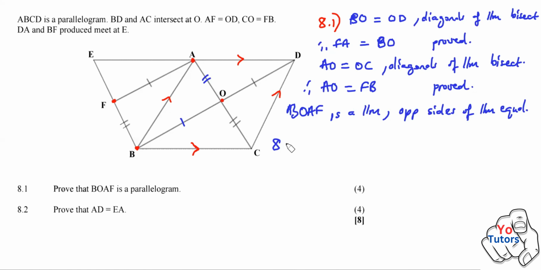Now let's go on to 8.2. Prove that AD is equal to EA. If I prove that AD is equal to EA, we need to check first. If we look at this, we have AD, and we also have BC there. So we can now link this BC with EA, but how are we going to do that? That's the question.